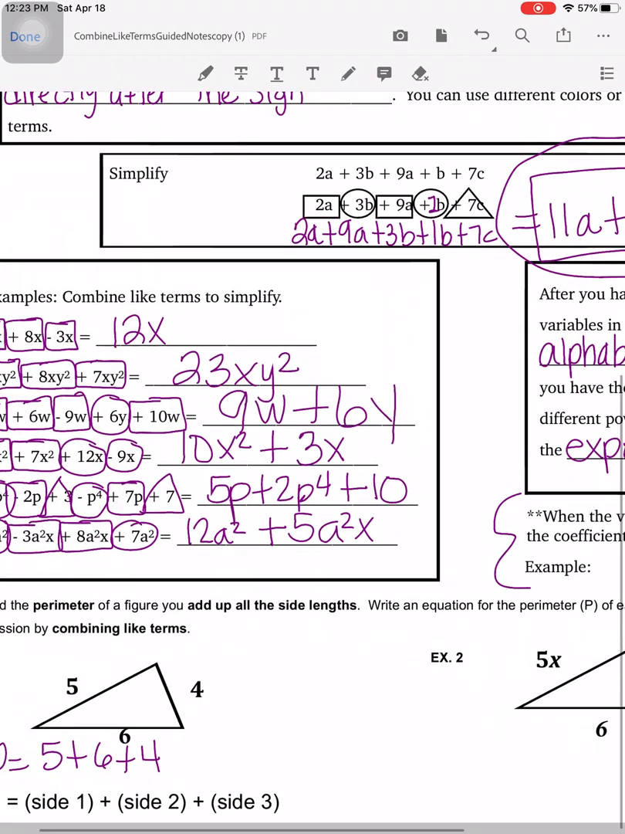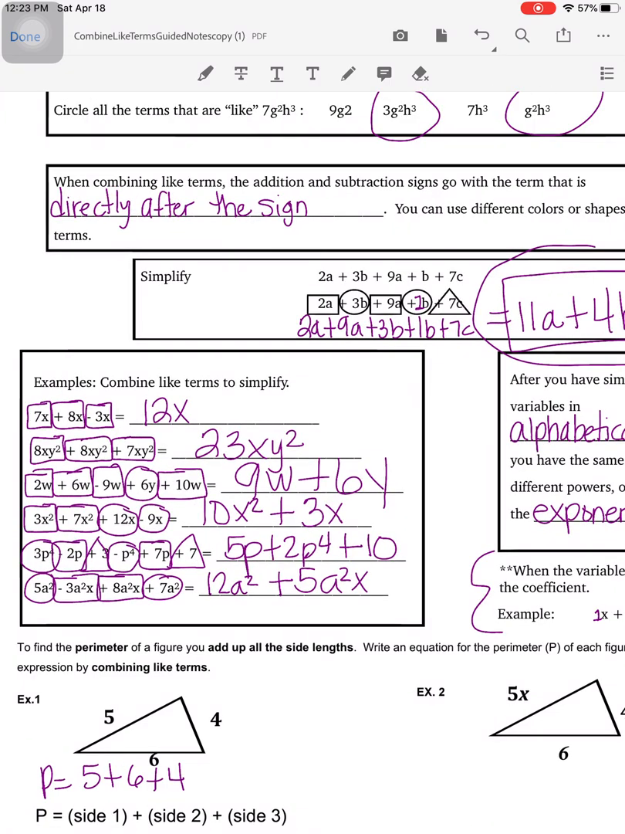All right, so also with like terms, you may have to find the perimeter of a shape using like terms. All right, so we know perimeter is side plus side plus side. So just like we do with numbers, we would get what? 5 plus 6 is 11 plus 4 will be 15. All right.